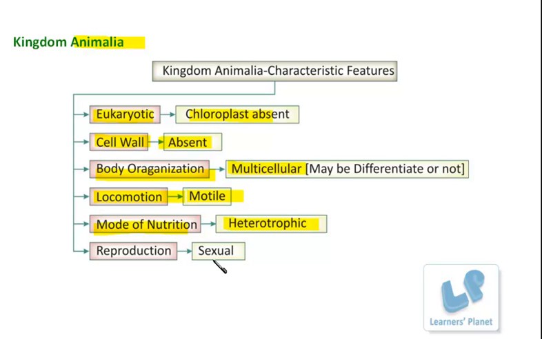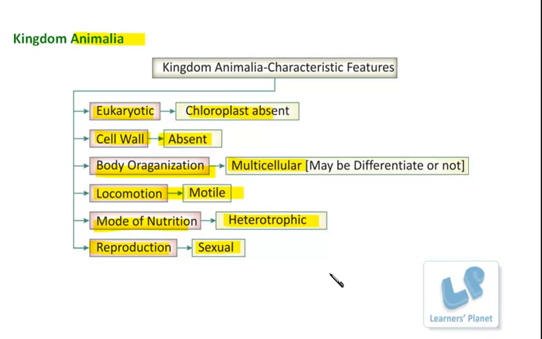Further, the next feature is regarding reproduction. In the case of animals, usually the organisms reproduce by the sexual mode, but definitely there are some lower animals which can reproduce by the asexual mode also. So all these are the basic features of this kingdom, right? And depending upon further differences, the groups are subdivided.